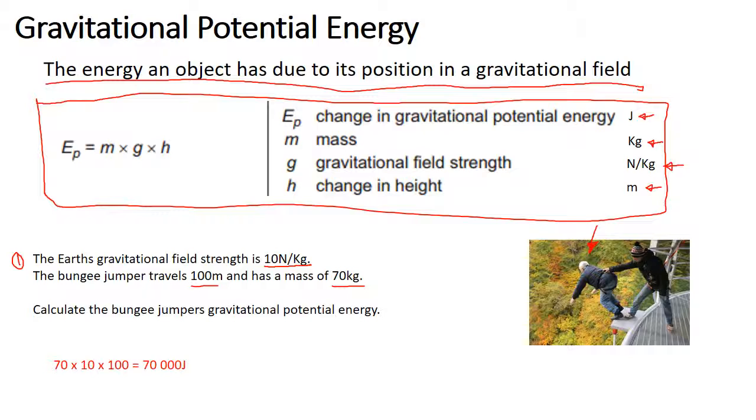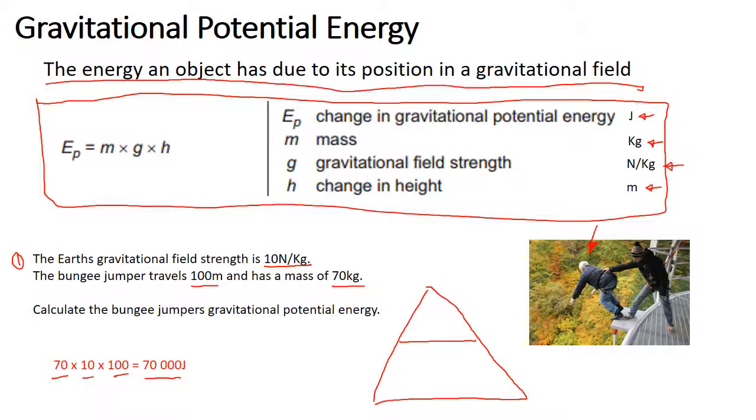Well, it's pretty straightforward. You just do 70 times 10 times 100 and you get 70,000 joules. Now, you might be asked to rearrange this equation. If you are, it's probably best to put it into a triangle first.